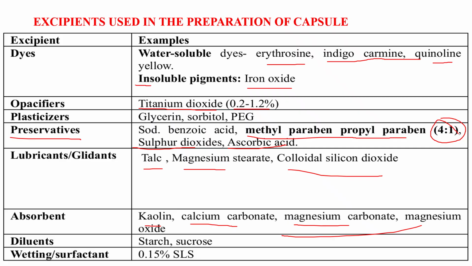Now diluents: starch and sucrose are used as diluents in the preparation of capsule, and 0.15% of SLS, sodium lauryl sulfate, is used as a surfactant or wetting agent to improve the solubility as well as to decrease the contact angle between excipient and different ingredients during the preparation of capsule.